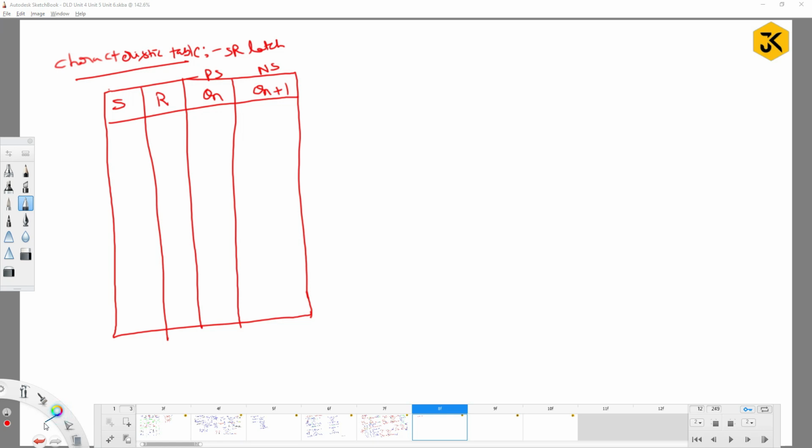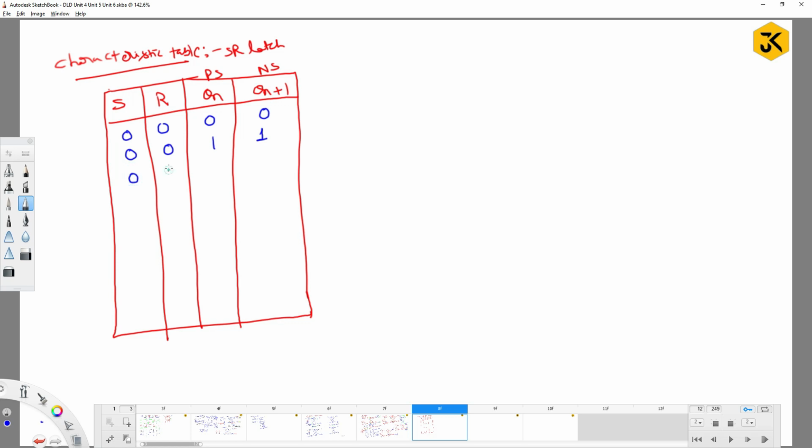guys, tell me what is happening. So if I am going to have 0 0 as input and Qn is 0, it is going to be the same, right? When 0 0 as input, it is going to be in holding state. It is going to be in holding state.